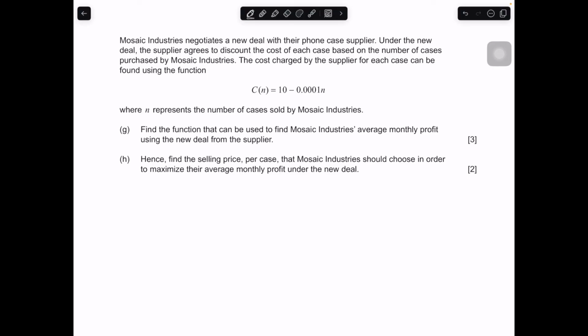So cost as a function of the number of cases is equal to $10, but now we are subtracting a fraction of a cent for the total number of cases, where n represents the number of cases sold by Mosaic Industries. Find the function that can be used to find Mosaic Industries' average monthly profit using the new deal from the supplier.